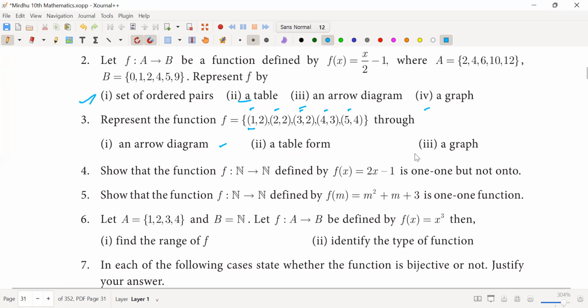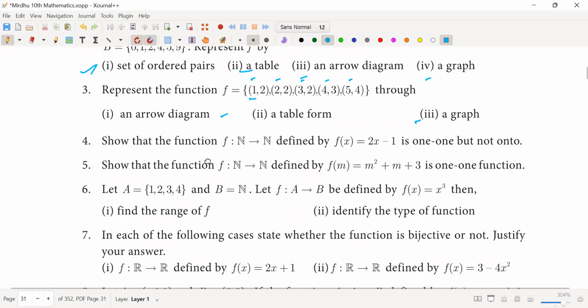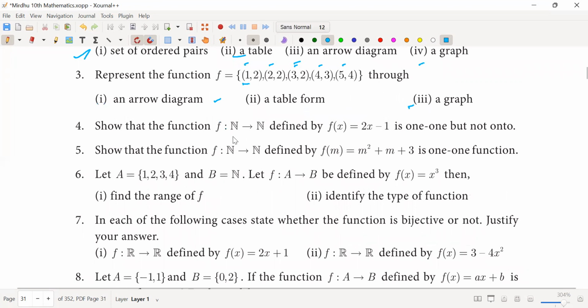All right. A graph. Show that the function f from N to N defined by f of x equal to 2x minus 1 is 1 to 1, but not onto.